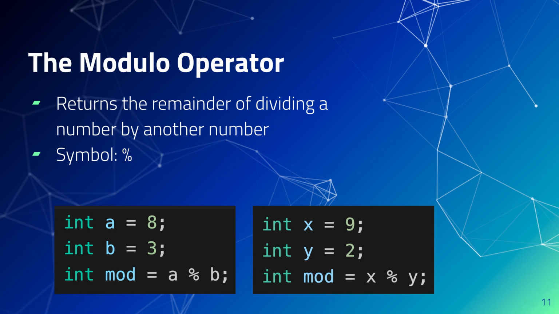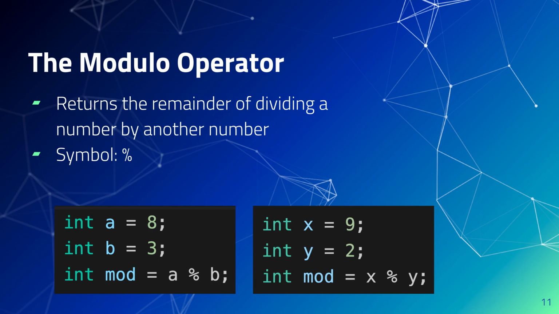One more important operator you should know is the modulo operator. It gives you the remainder when you divide a number by another number. So for example, if you were to do 8 modulo 3, you would think what 8 divided by 3 is. It would be 2 with a remainder of 2, so 8 modulo 3 is 2.